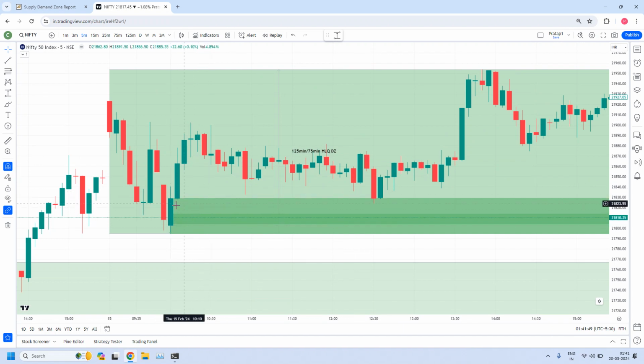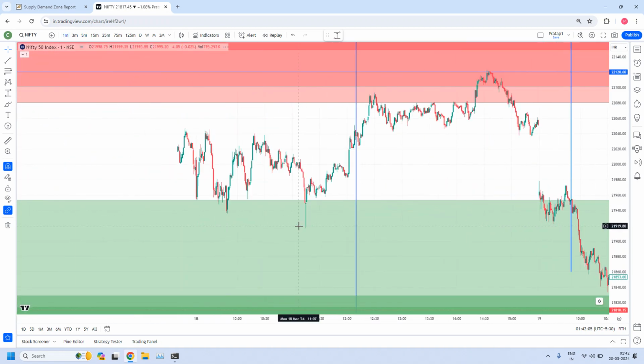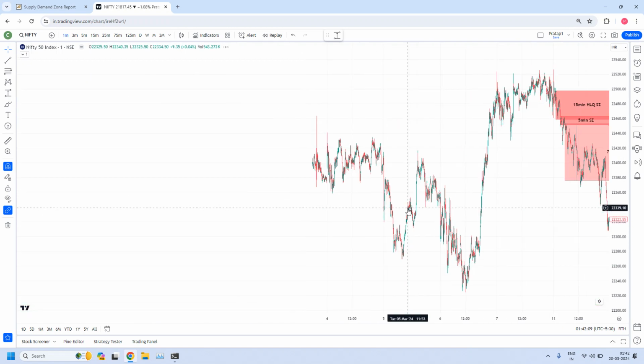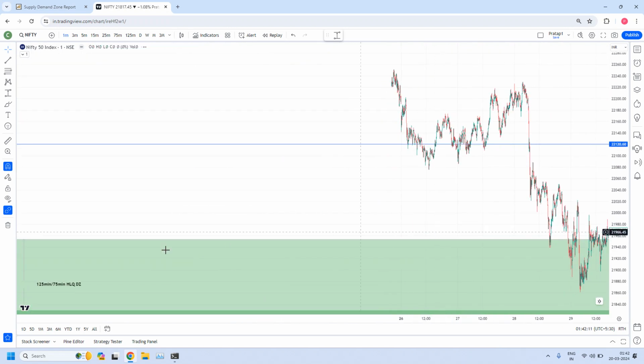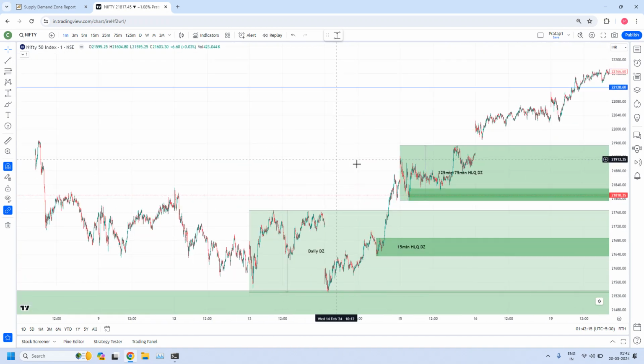But the problem is the risk is high. How to minimize the risk? You have one more option. Go one more time frame below. So the next time frame to the 5 minutes is the 1 minute time frame. You can also go to 3, but generally we prefer 1 minute compared to 3 minutes, because 1 minute has more clear order flows. The real order flow you may find.